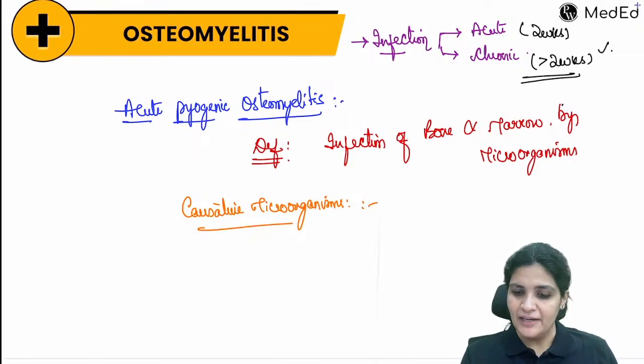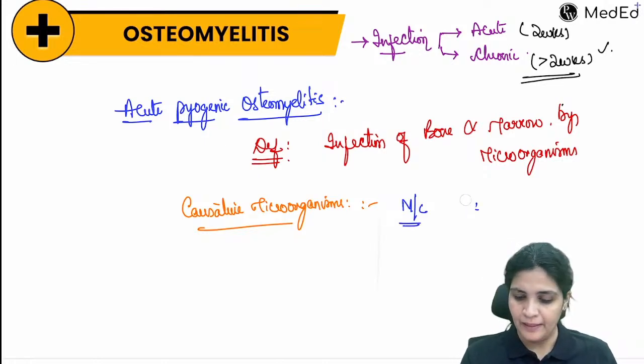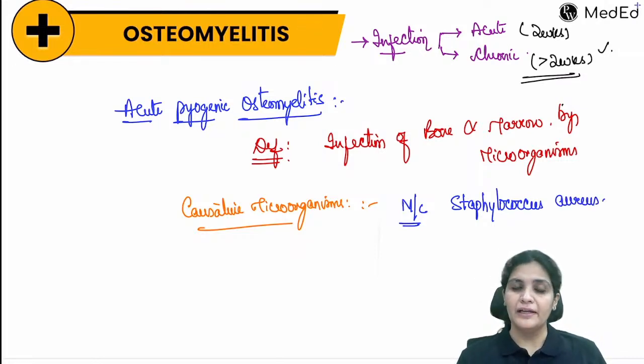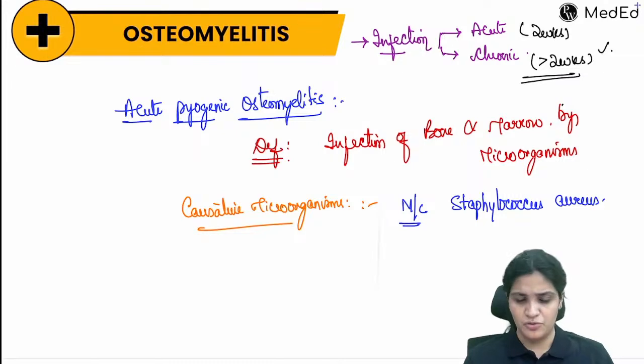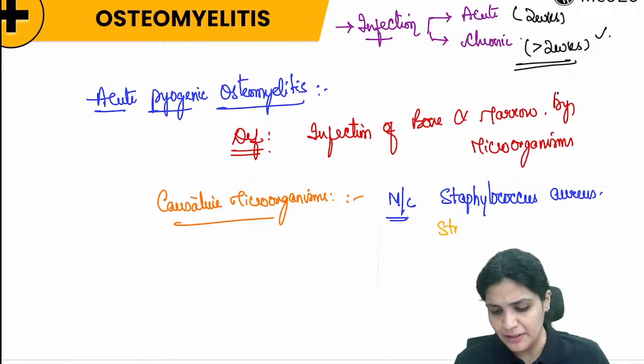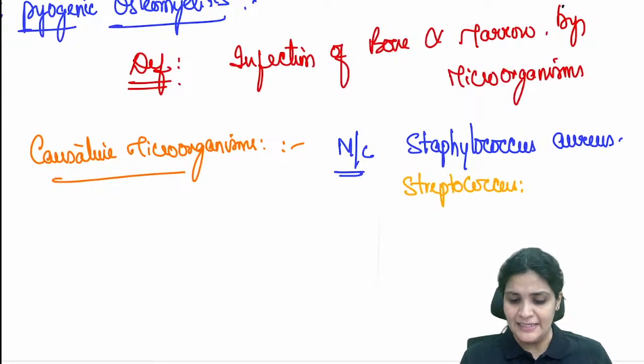So causative microorganisms, most commonly, most importantly, in case of ortho, it is staph. It is Staphylococcus. This is very important. So in infection, the first organism is Staphylococcus aureus. Then what are the other organisms? Then we have Streptococcus, right? Then we can write in case of newborns.